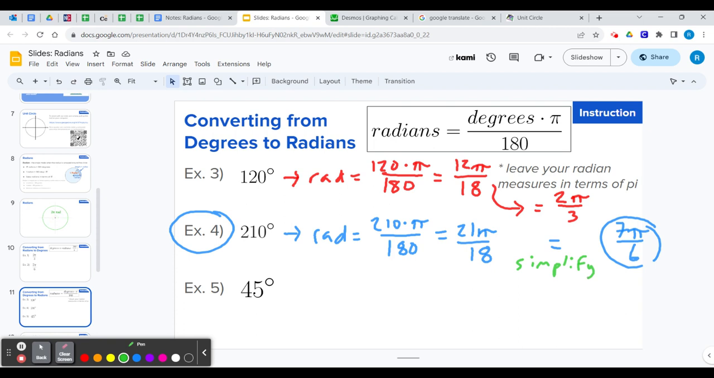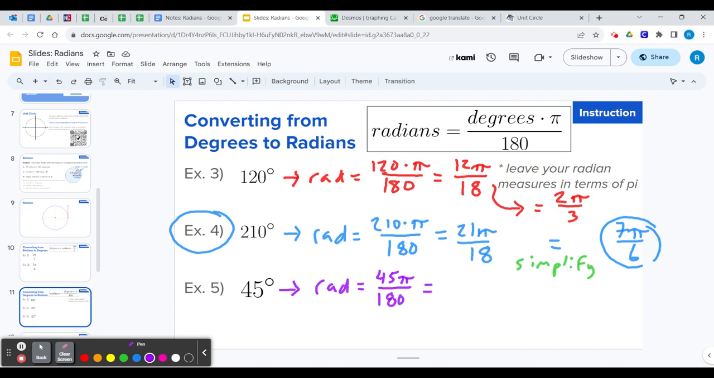All right, last one. This one we haven't covered yet, going the other way, so we're going to do it from scratch. We're going to take our 45 degrees. We're going to rewrite our formula. Radians equals 45 pi over 180.